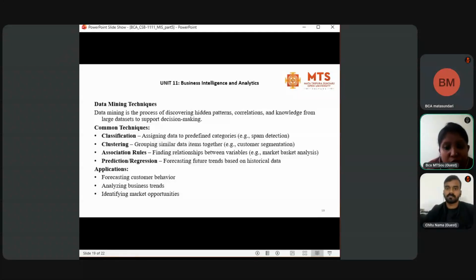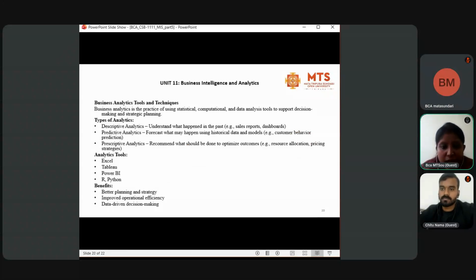And the applications of data mining are, first, forecasting customer behavior, analyzing business trends, and identifying market opportunities. These are the applications of this data mining technique.